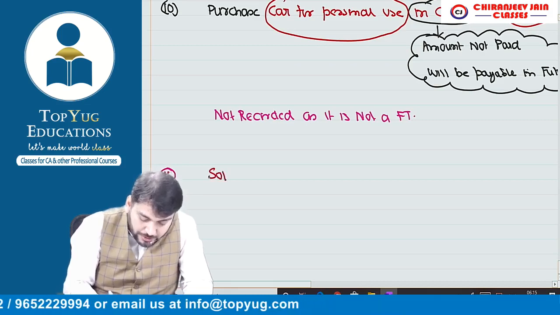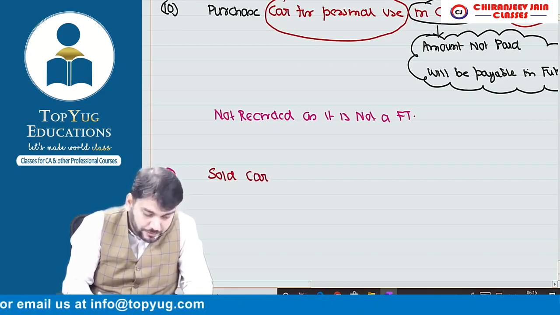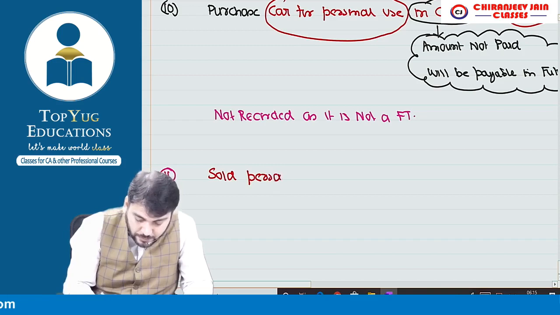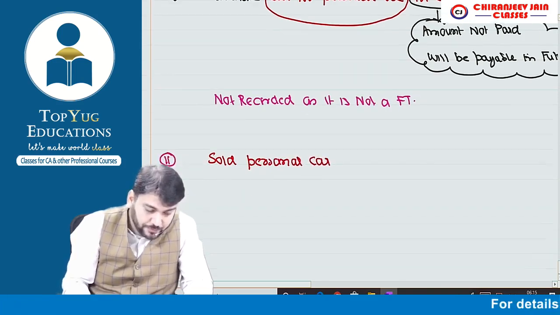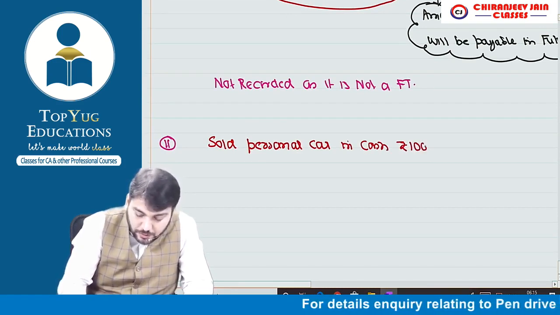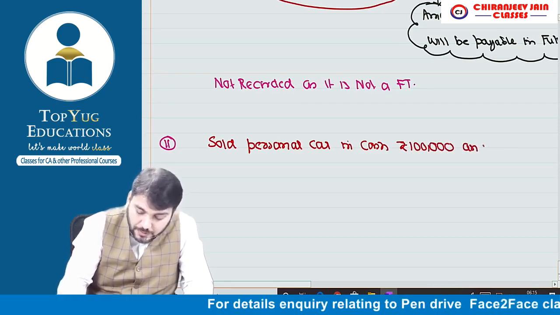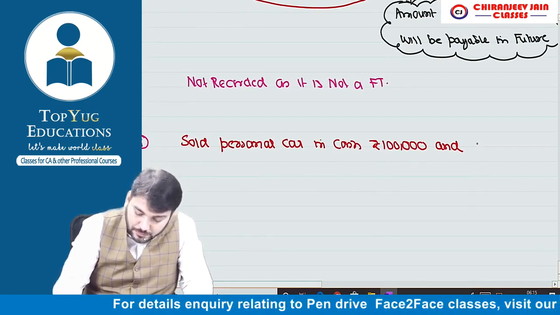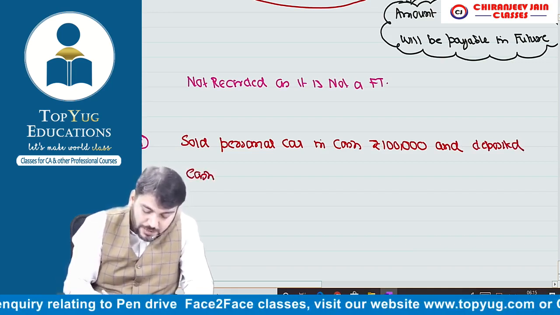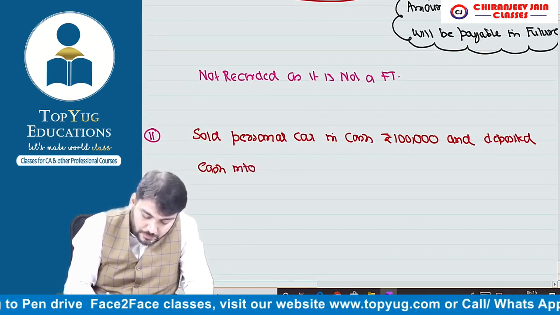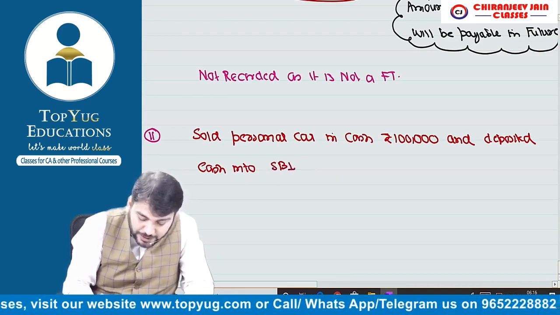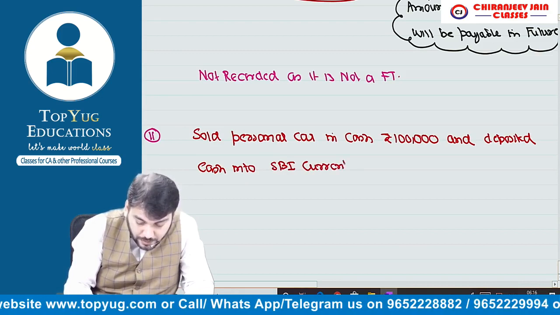देखो, sold car means this car, personal car in cash rupees 1 lakh and deposited cash into State Bank of India current account.